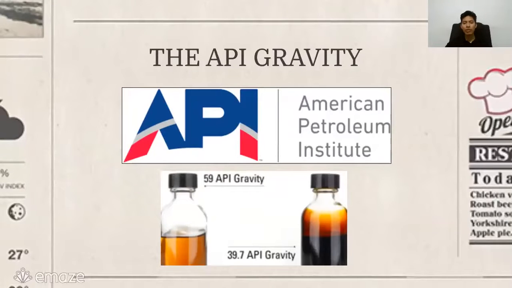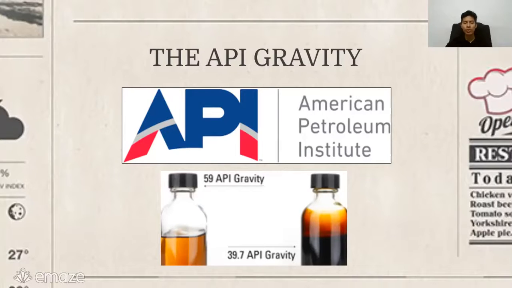The most important classification method for petroleum depends on the grades of the API gravity. But what is the API gravity? It is a measurement method established by the American Petroleum Institute. That's where the abbreviation API comes from. It is used to express the relative density of petroleum liquids in comparison to water.